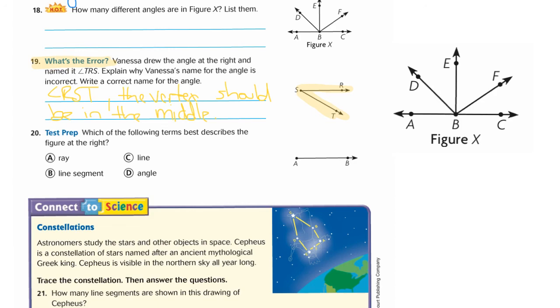Okay, to me, that looks like, so you have one endpoint and an arrow going the opposite direction. So yes, thinking back to our vocabulary, the correct answer would be ray. Correct, you guys. Nice job.